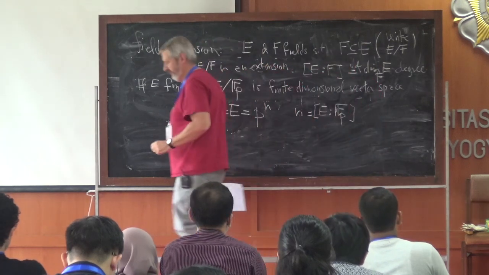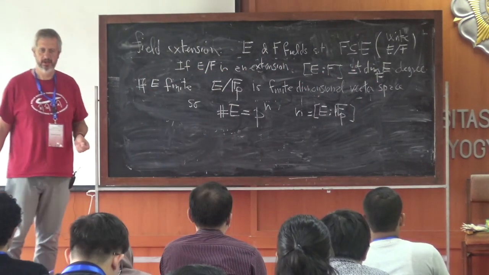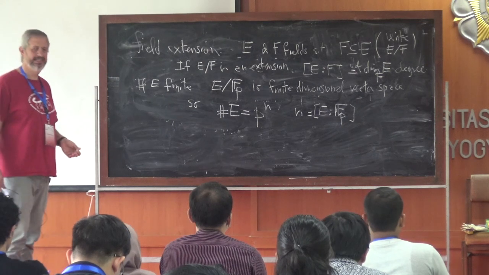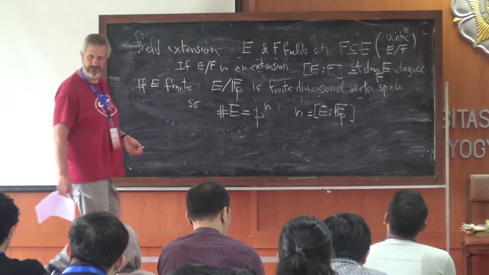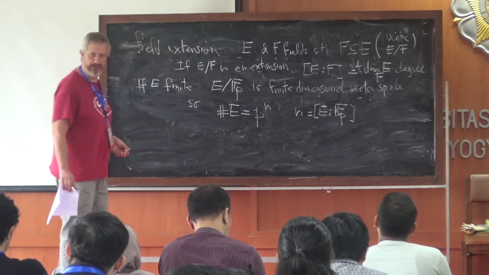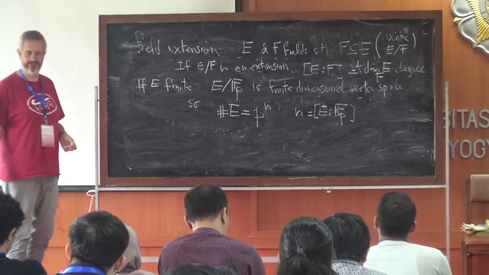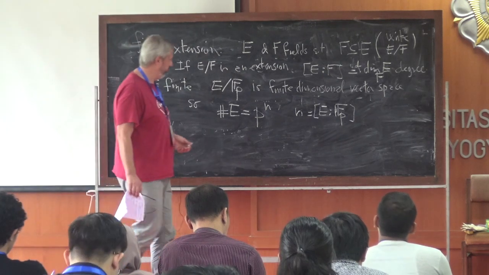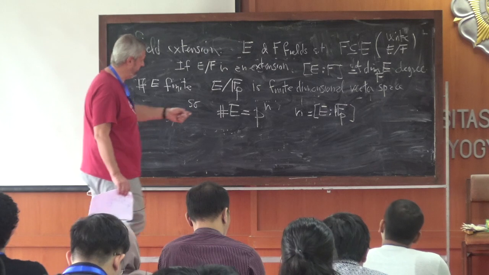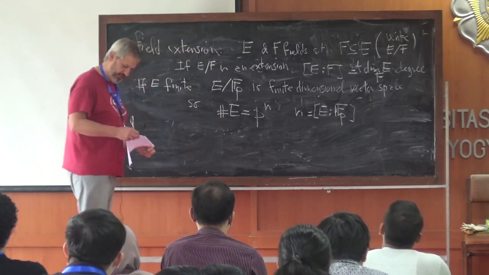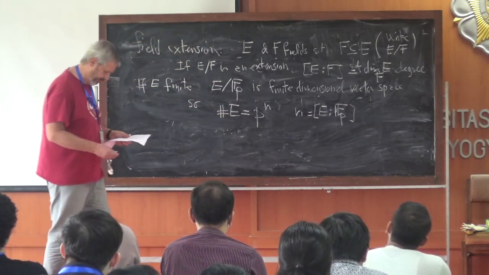So whenever you receive the question, give me an example of a field with 6 elements, the answer is there is no such field, because 6 is visibly not a power of a prime. I guess it's the least number which is not a power of a prime. Okay? So whenever we deal with fields, we always deal with examples of this type.